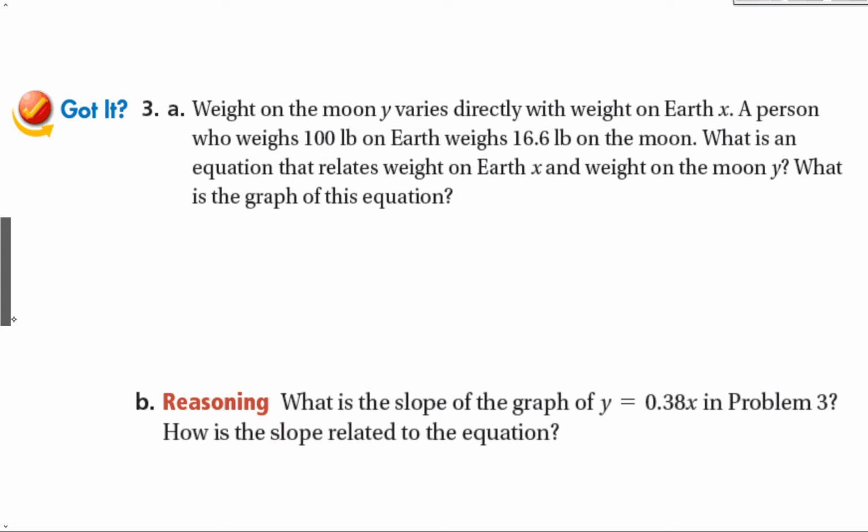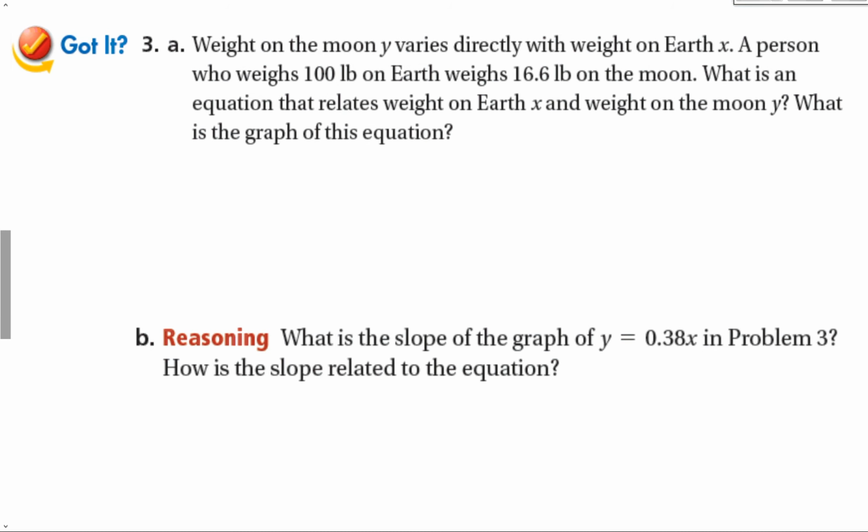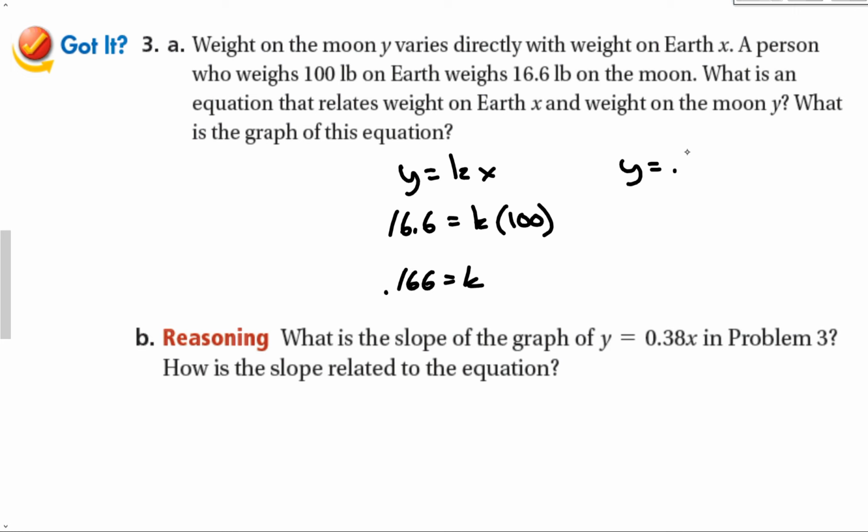Okay. Let's look at the guided problem. Weight on the moon varies directly with the weight on Earth. Same thing, less gravity on the moon, more gravity on Earth, so stuff weighs less. So y is going to be equal to some constant times x. A person who weighs 100 pounds on Earth weighs 16.6 pounds on the moon. Okay? Divide both sides by 100, and we get that my constant is 0.166. What is an equation? So my equation is 0.166 times x. And what is the graph?